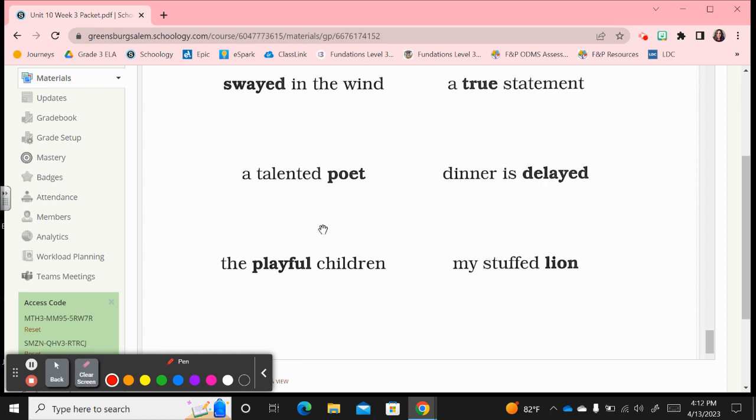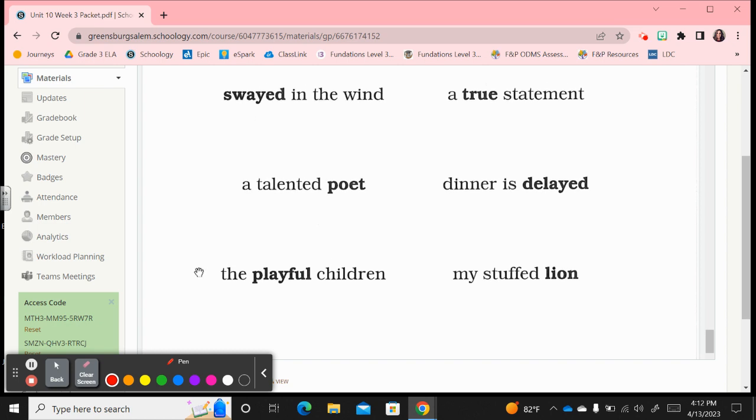We have swayed in the wind. Swayed. Now this is the base word. We have a suffix. I'm thinking the branches swayed in the wind. This is AY, play A. Circle that double vowel. Okay. A true statement. Okay. True is one syllable. We have that UE double vowel.